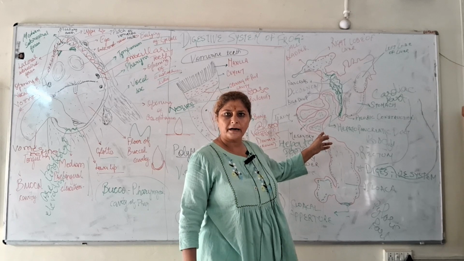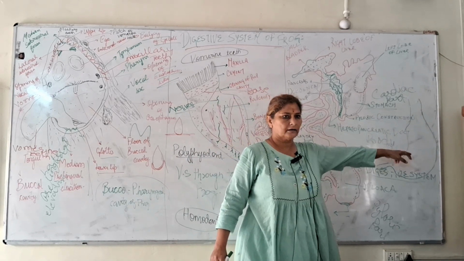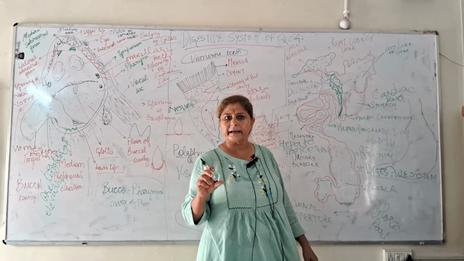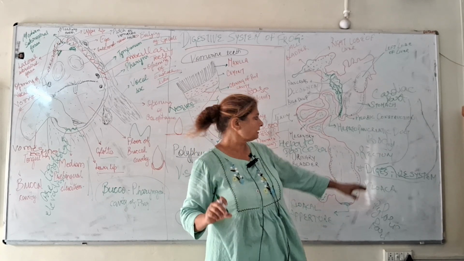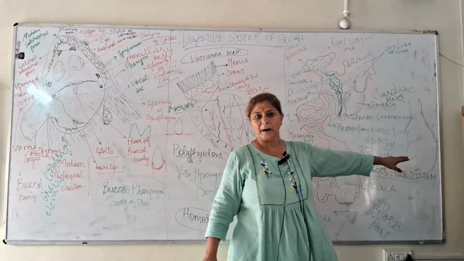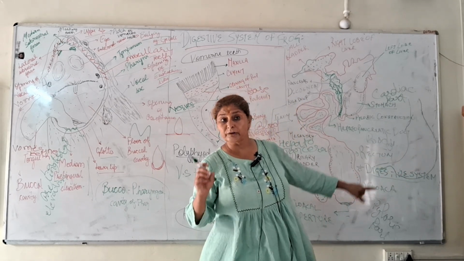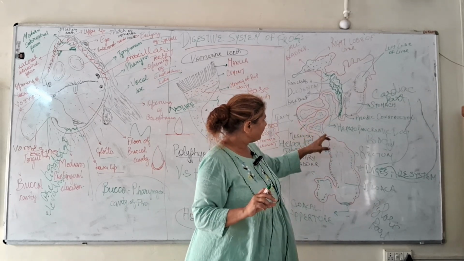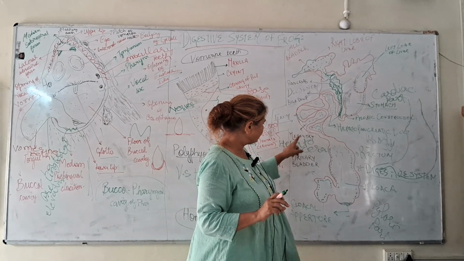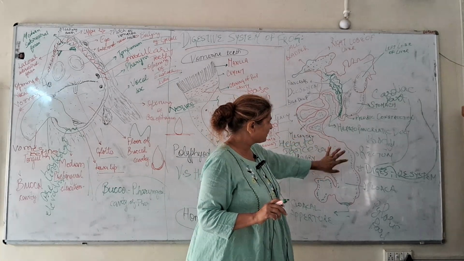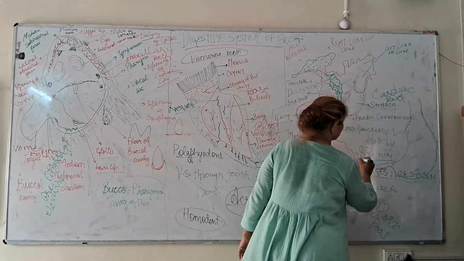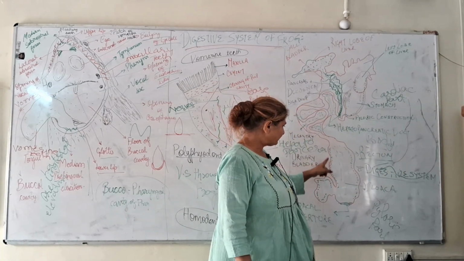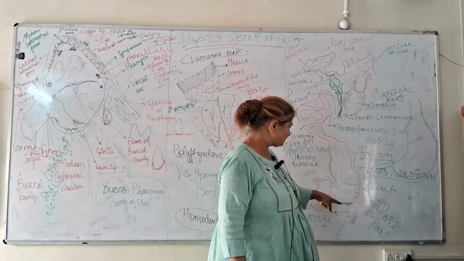The broadest part among them is the stomach. Actually, the buccal cavity is the broadest. After the buccal cavity, the broadest part is the stomach. Then they open into the rectum. Rectum is an elongated part.